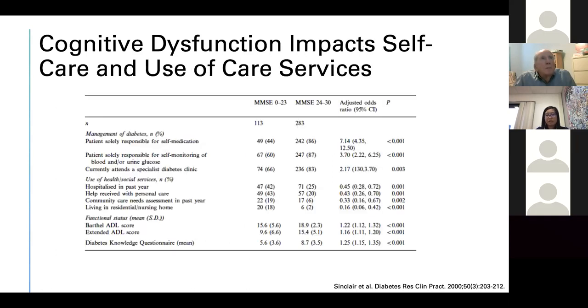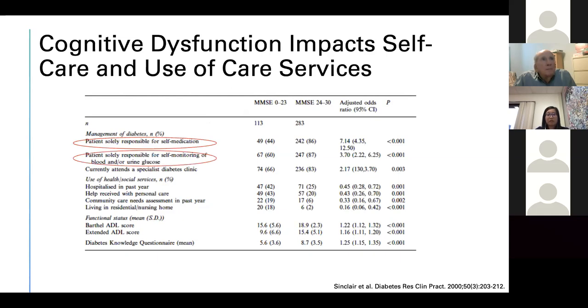Cognitive dysfunction also impacts diabetes self-care as well as the use of care services. Alan Sinclair from the UK administered cognitive testing in patients with diabetes to see what impact it would have on their activities of daily living, diabetes self-care. And what he found was that those individuals who had lower cognitive testing as measured by the mini mental status exam, they were more likely to be unable to manage their own medications.